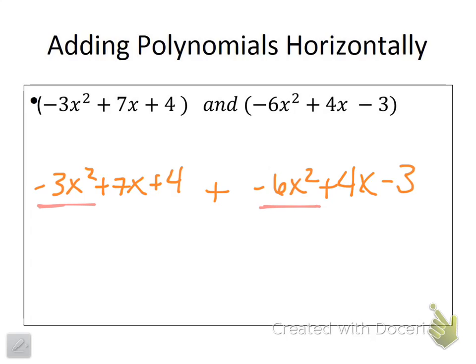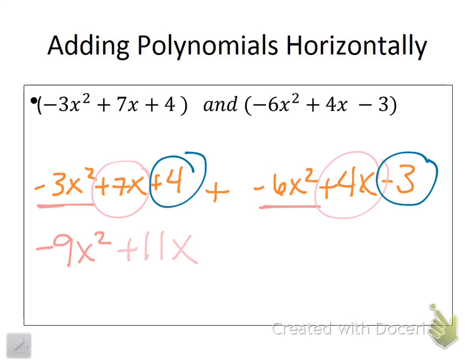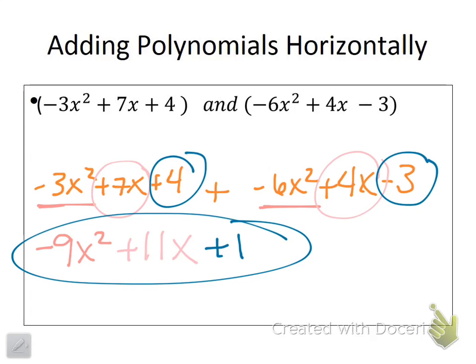So we got negative 3x squared plus negative 6x squared, which is going to give us negative 9x squared. Then we have our 7x and our 4x, which is going to be 11x. And then our positive 4 and our negative 3 is going to give us plus 1. Okay, it's written in standard form because we got our squared, then our x, then our 1.